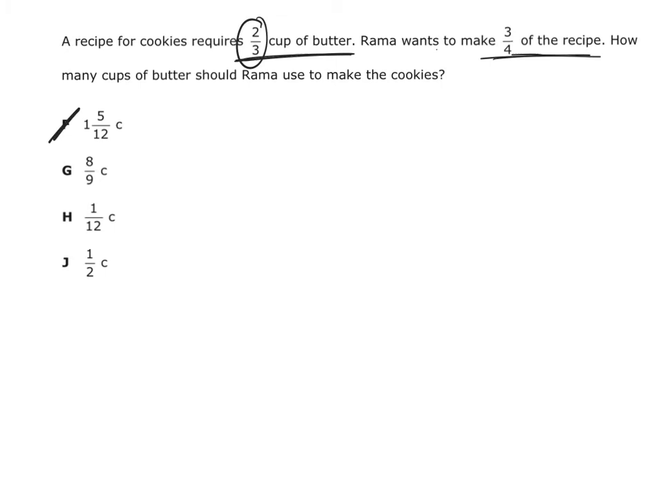So 1 5/12, that's an eliminate, because she's only making 3/4. So it's like one recipe is equal to 2/3 of a cup, but she's not even making a whole recipe. And then if you notice, 2/3 of a cup is close to a whole, so it can't be 8/9 either, because 8/9 is closer to a whole. It's more than 2/3.